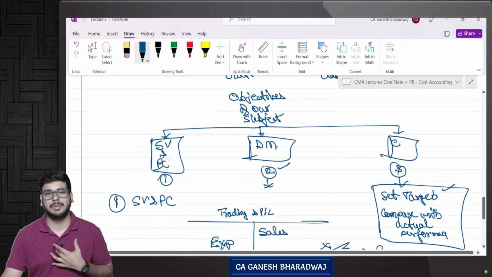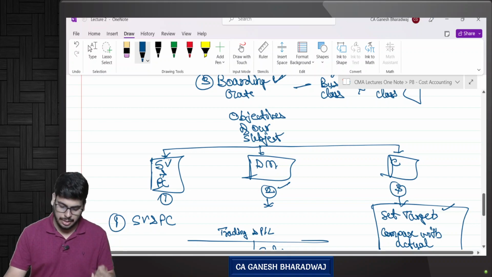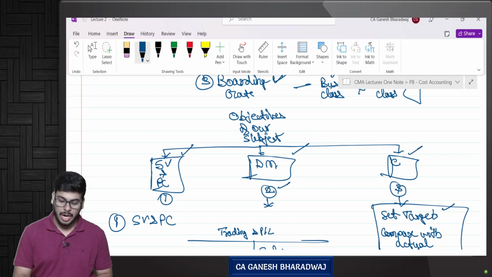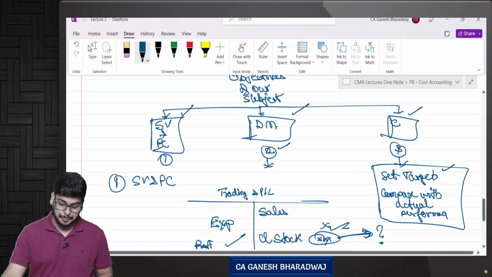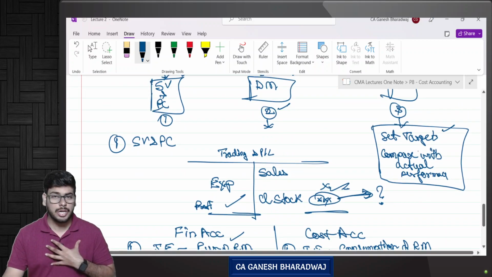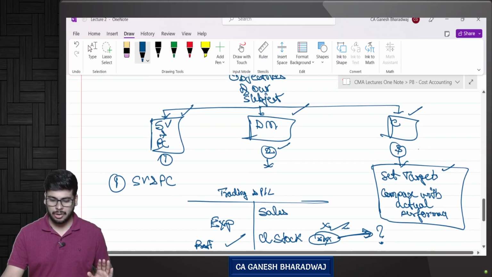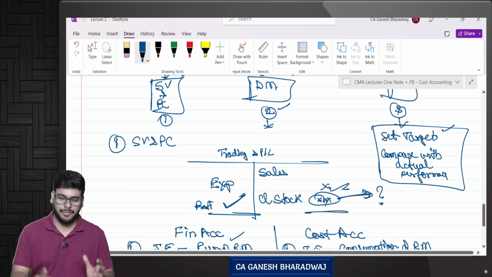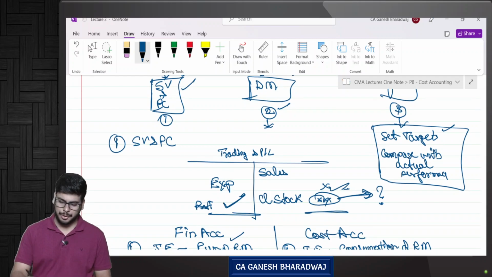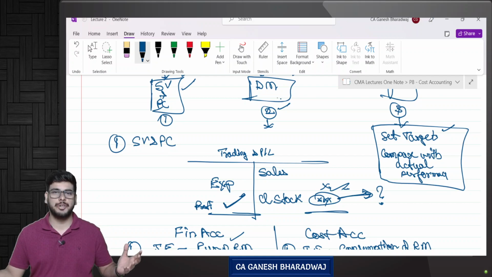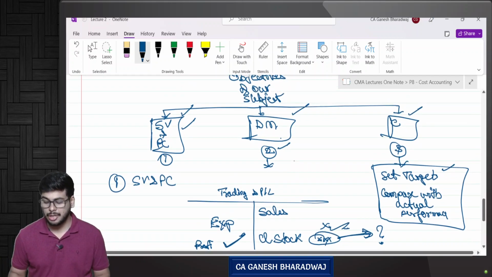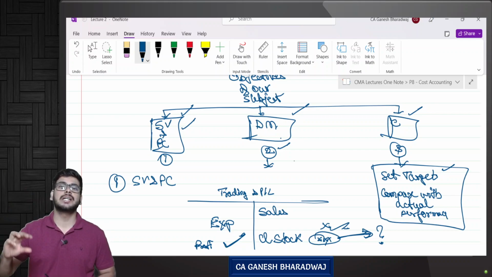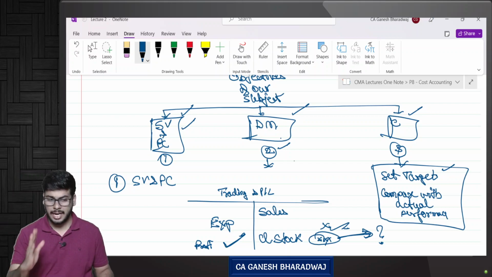So accordingly, our subject has three purposes or three objectives. What are the three objectives? Stock valuation and profit computation, decision making, and control. Stock gets valued only under cost accounting, not under financial accounting, and only if you value the stock will you be able to arrive at the profit figure. Hence the first objective was called stock valuation and profit computation. Decision making is nothing but choosing between multiple alternatives, and control is nothing more than setting targets, comparing the actuals with targets, and rewarding or penalizing your employees based on that. Are you all clear with this?